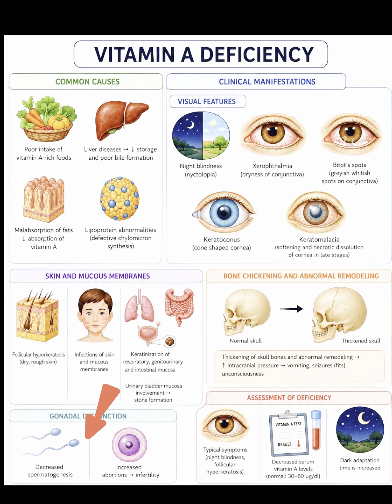Next is the assessment of deficiency. It is quite easily identified due to the typical symptoms of night blindness and follicular hyperkeratosis. Dark adaptation time is increased. Vitamin A levels are decreased in case of vitamin A deficiency.